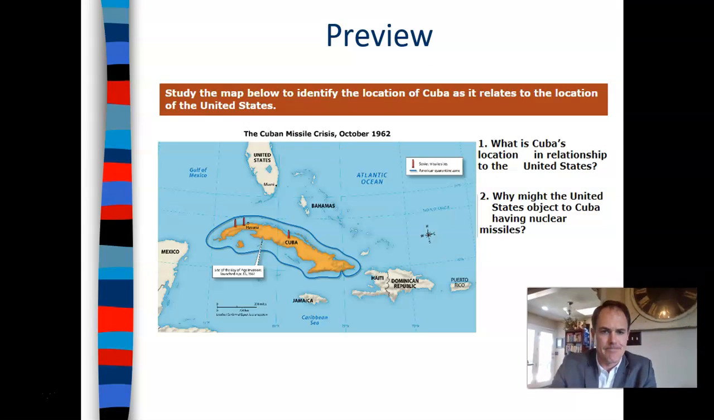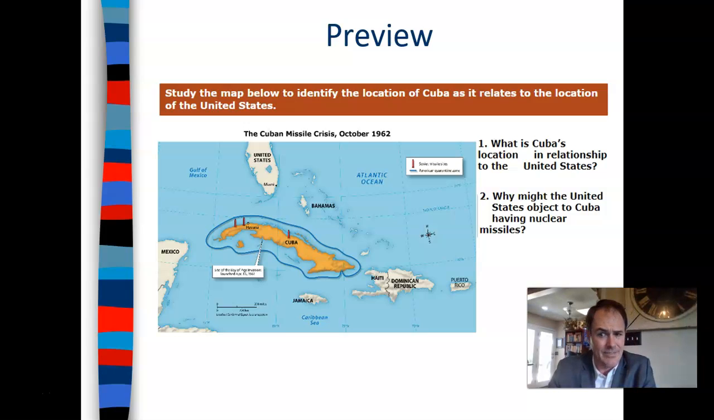Study this map to identify the location of Cuba as it relates to the location of the United States. What is the location, and why might the United States object to Cuba having nuclear missiles? Pause the video, write down your responses, come back and hear my thoughts.